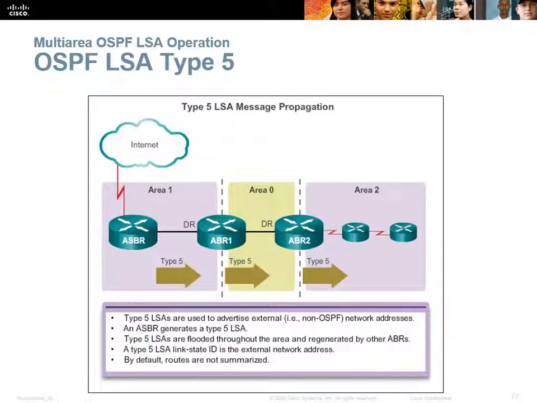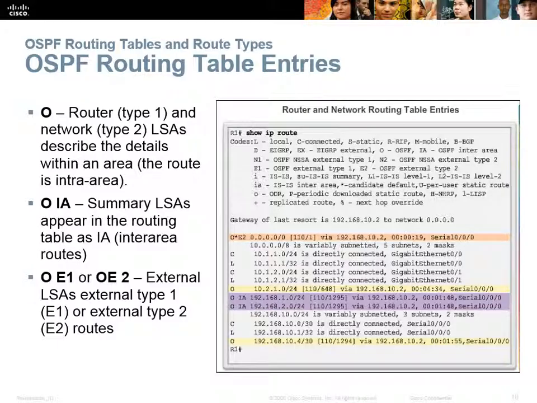I'm not going to cover LSAs. All that is a link state algorithm going back and forth saying who's who. If you have an O, that's a router type 1 and network type 2 LSA that describes what's in that area. For example, we have the O's right here, right? You see the bunch of O's? If we have an O IA, that's our summary routes for the network. O E1 or O E2, we don't have an E1, but an E2, are external links. Does that make sense?